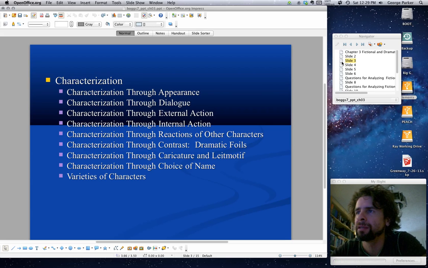Expectations, right? Characterization through choice of name. Sometimes the name of a character can lead us to make assumptions about their character. It's like a character named Johnny and a character named Drake. Each of those character names characterizes them in some way.